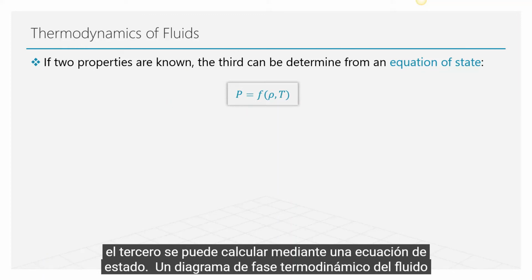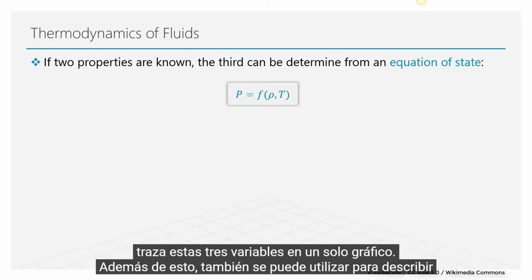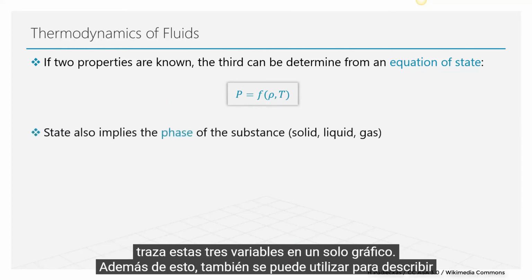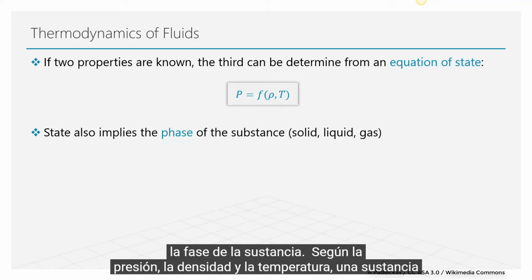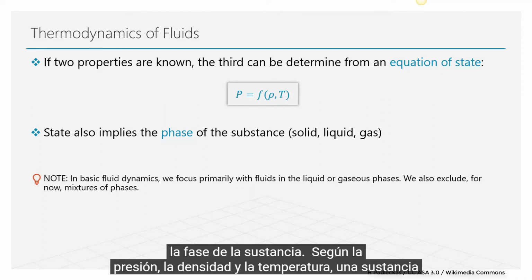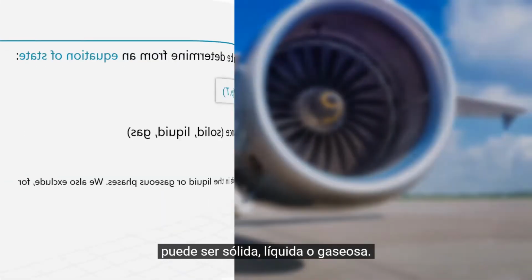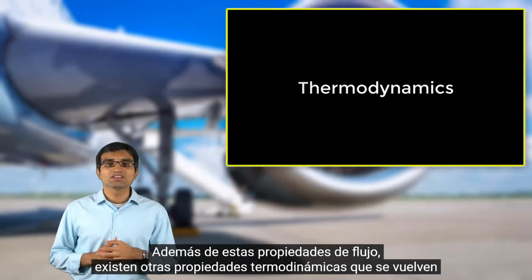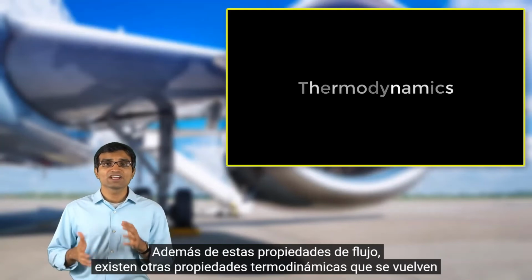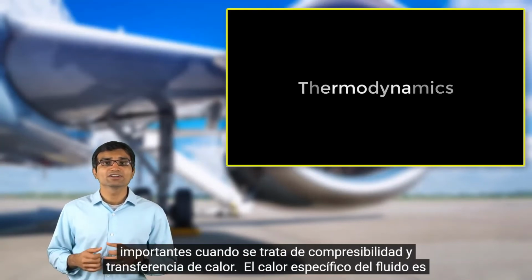A thermodynamic phase diagram of the fluid plots these 3 variables in a single plot. In addition to this, it can also be used to describe the phase of the substance. Depending on the pressure, density, and temperature, a substance can be a solid, liquid, or gas. In addition to these properties, there are other thermodynamic properties that become important when dealing with compressibility and heat transfer.